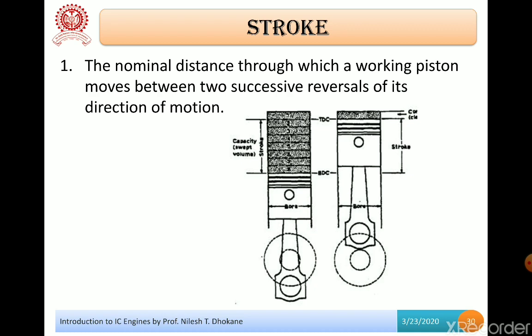Next is the stroke. The stroke is the nominal distance through which a working piston moves between two successive reversals of its direction of motion. Means the distance through which the piston is moving up or down from top dead center to the bottom dead center in case of a vertical engine, and from inner dead center to the outer dead center in case of the horizontal engine. That distance is called the stroke.